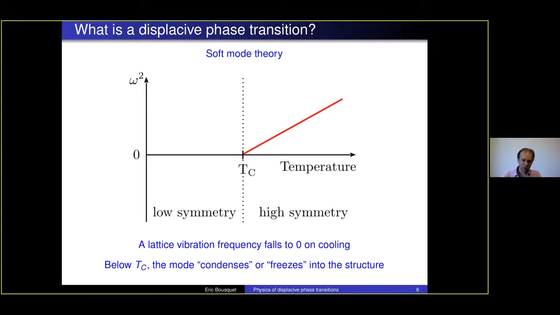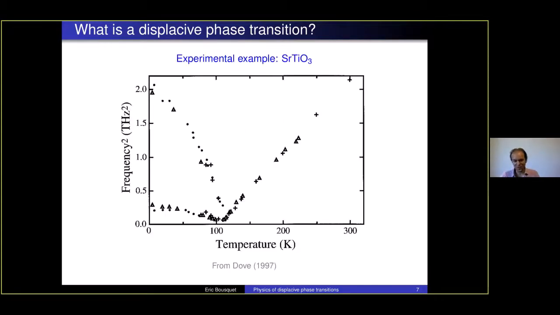Okay, this is the simple picture. This is an example for a transition that we are going to see afterwards from the DFT simulation. This is exactly what you observe: these are the experimental measurements of the phonon frequency versus temperature, and you clearly see that the square of the frequency of one of the phonons goes down to 0. Below the critical temperature, around 100 Kelvin, you have the splitting of the modes, so you go to a new phase. At high temperature it is cubic, so you have only one phonon mode, and below the critical temperature it becomes tetragonal, and you have the splitting of the modes, and then a re-increase of the phonon frequencies.